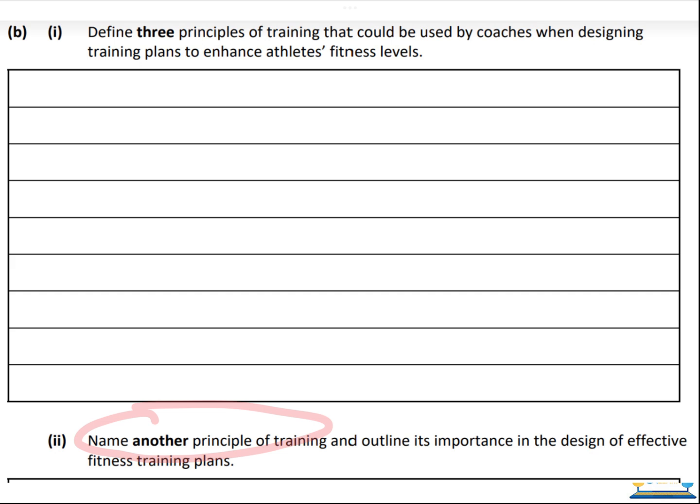Okay, so let's say for example we've talked about specificity, we've talked about progressive overload, and we've talked about reversibility. So there's our 1, 2, 3. That answers our 3 principles of training, but we do have to have another one there. So you would have to talk about tedium in that case.